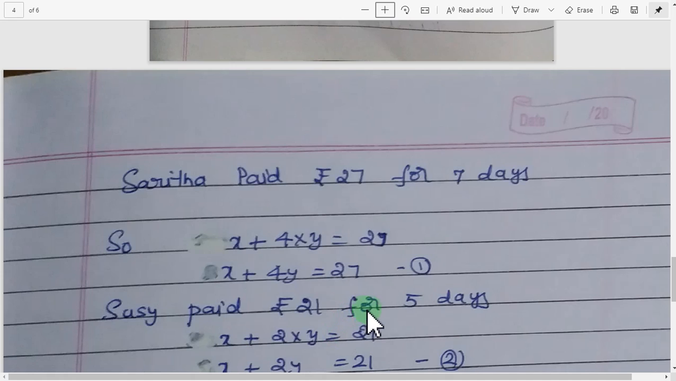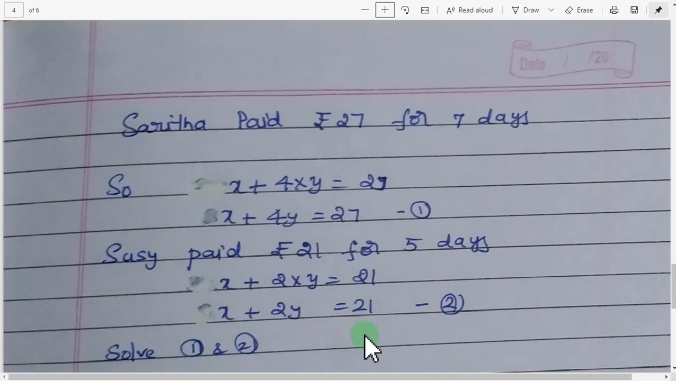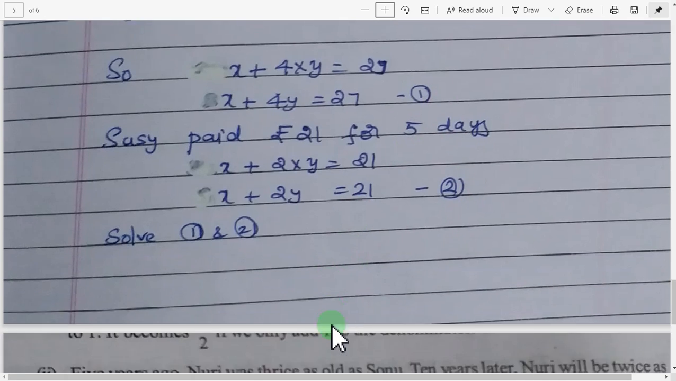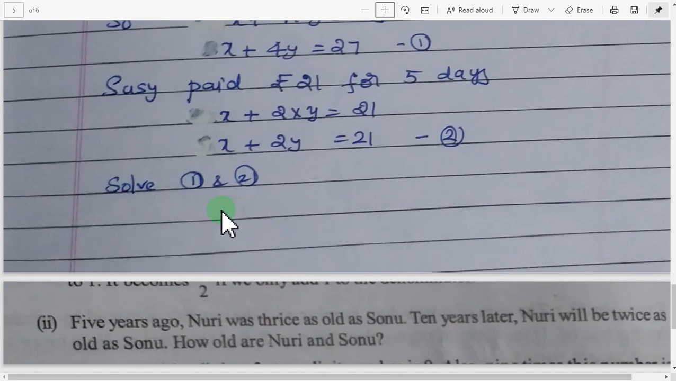Susie paid 21 rupees for 5 days. So for the first 3 days she has to pay X rupees plus the remaining extra days are 2 days, right? 5 minus 3 is 2, 2 into additional charge. So 21 rupees. So X plus 2Y is equal to 21. These two equations, if you solve as I have solved the first two equations, you will get X and Y. X is the fixed charge and Y is the additional charge.